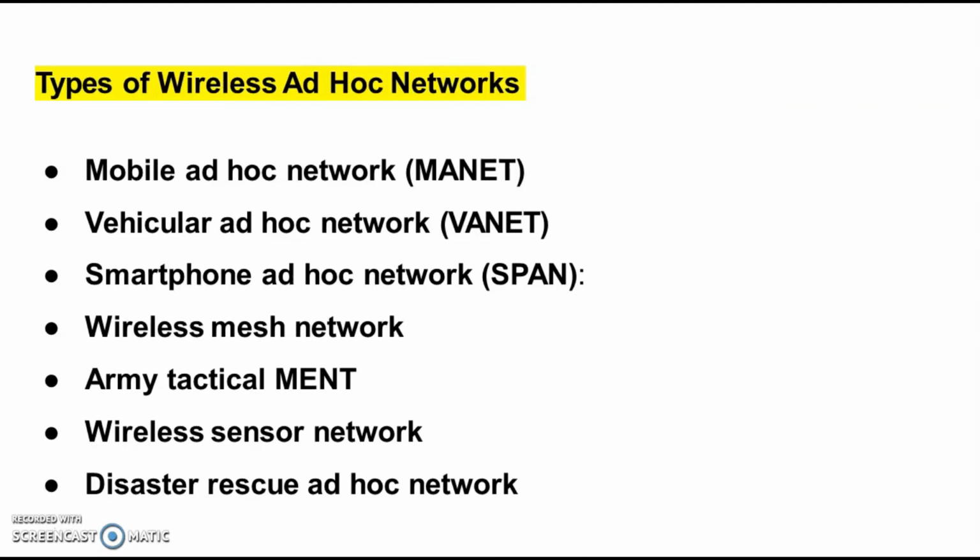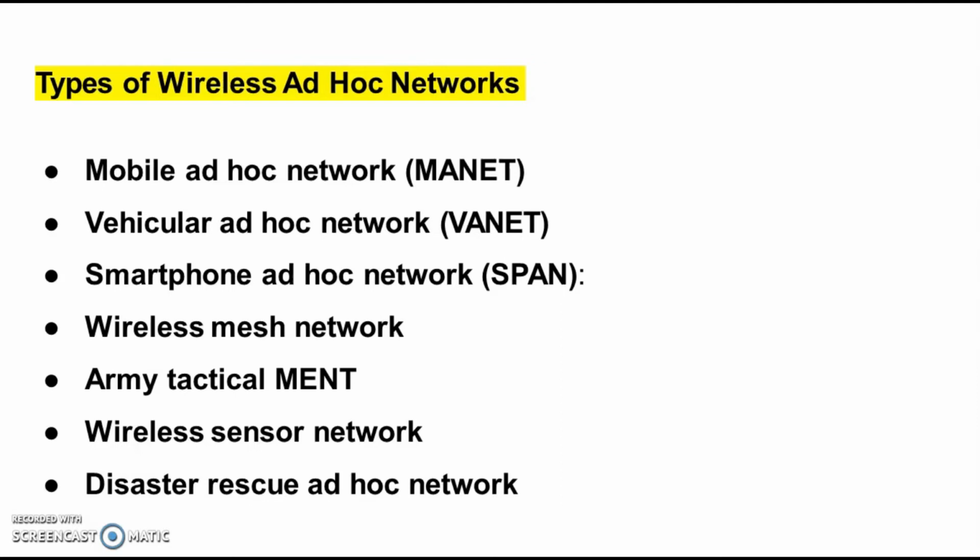Then the next one is the army tactical network. This type of network will be used for army purposes. It is also called on-the-move communication, and is used for instant operations in the army. So instant establishment and instant installation will be there. They will form an ad hoc network, and by that they will do the communication.